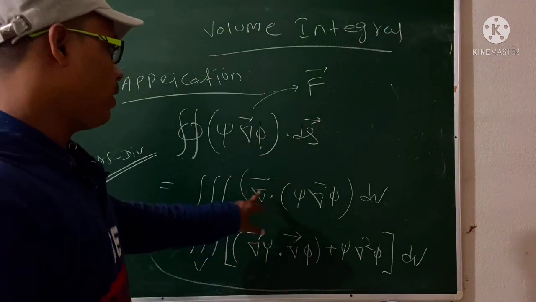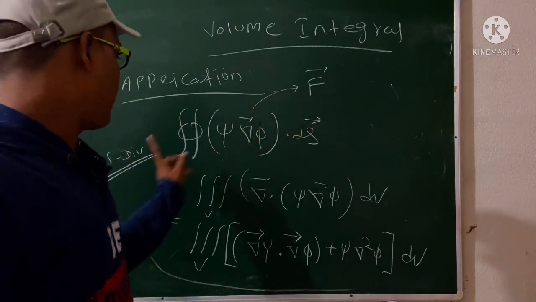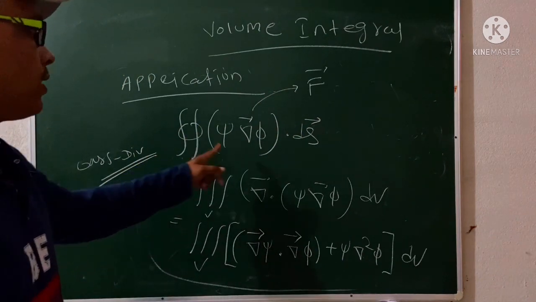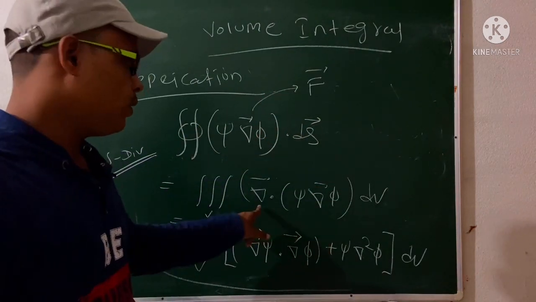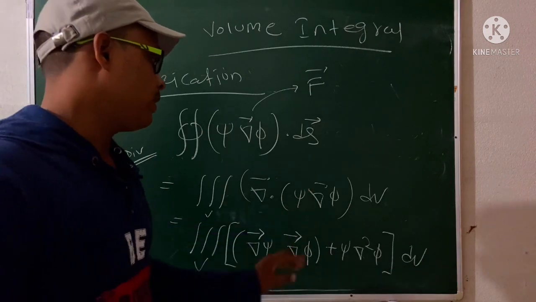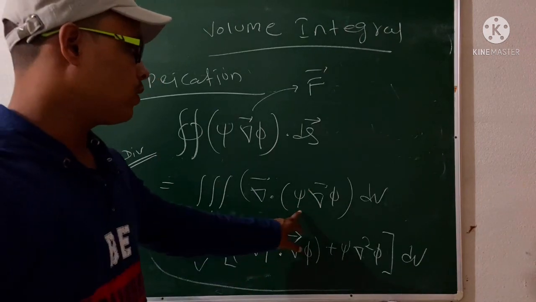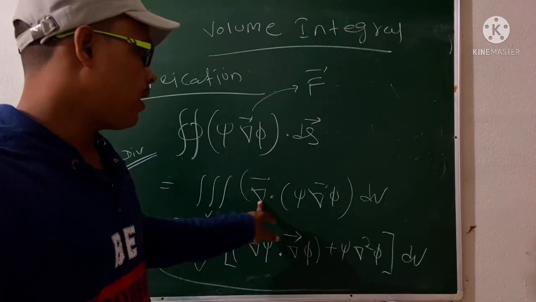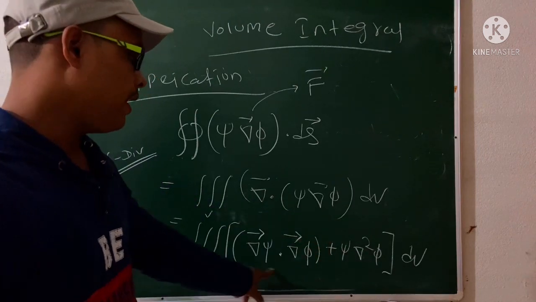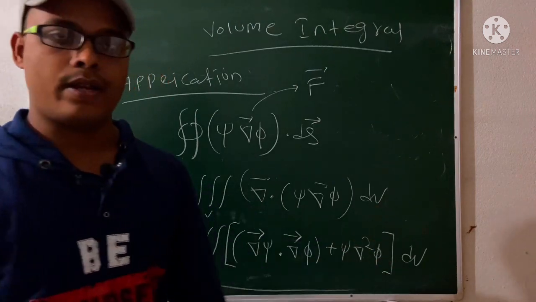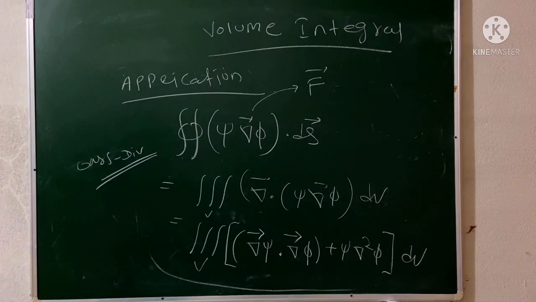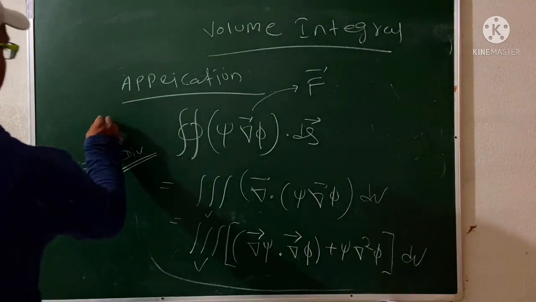So the surface integral of psi del phi: what does the Gauss divergence theorem say? Change this to a volume integral using the divergence. So take the divergence. What is the formula for del dot psi del phi? It is del psi dot del phi plus psi del square phi into dv. So this is application 1.